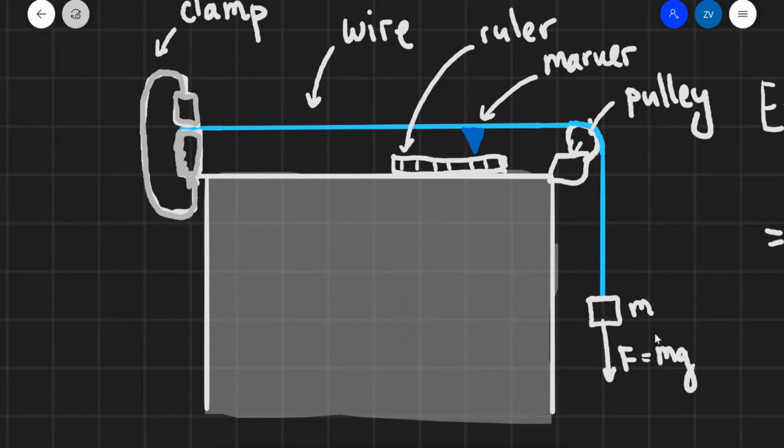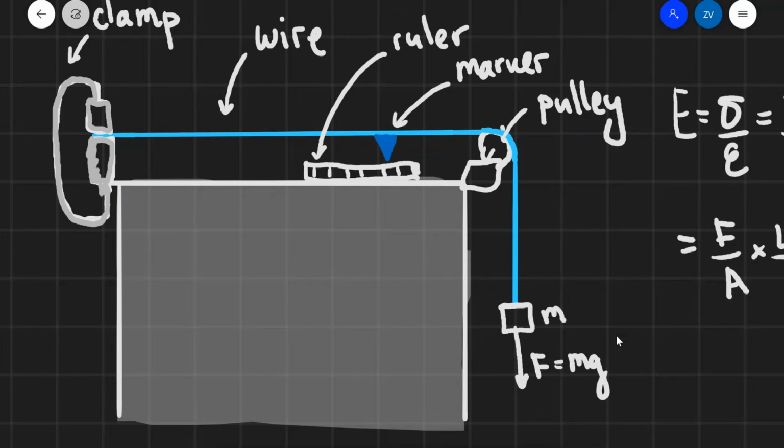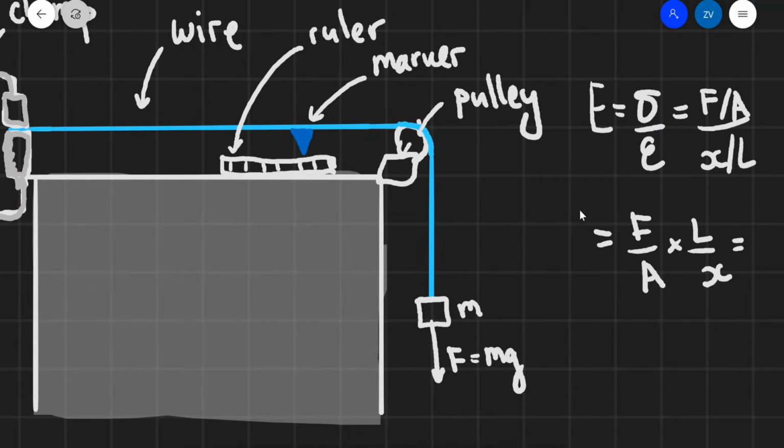We are going to be varying this mass M like so. We're going to put a marker on the actual wire with a ruler underneath it. By seeing how much the marker moves, we'll be able to determine the amount of extension in the wire. Remember, F is equal to mg, which is our force, so we'll be able to determine our Young's modulus, which is stress over strain. Remember the force, this will just be equal to mg.